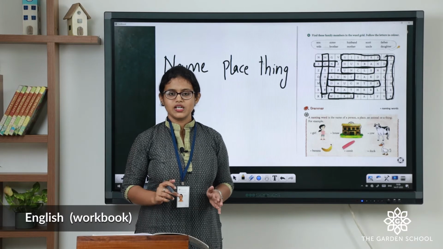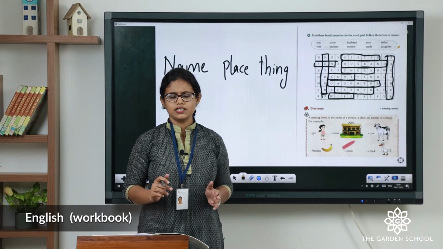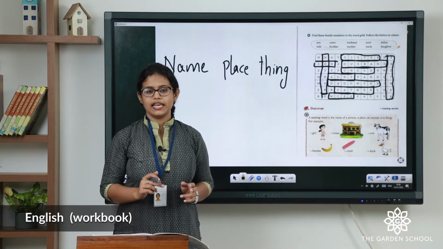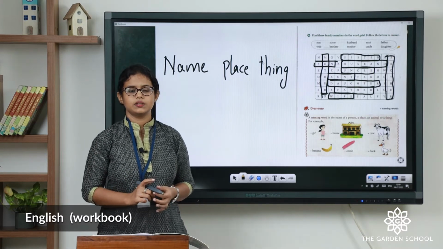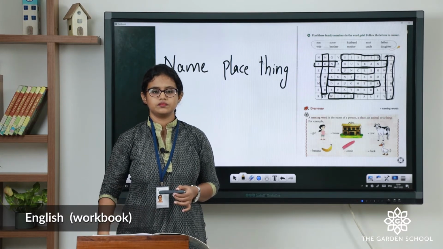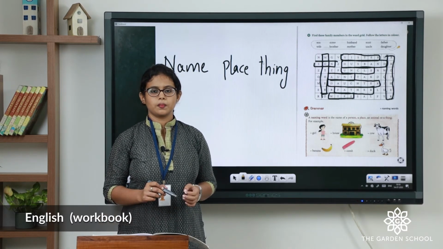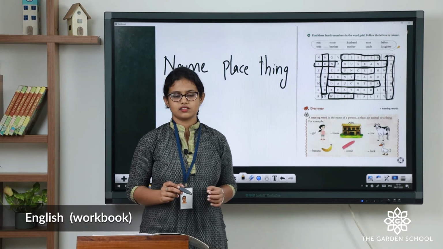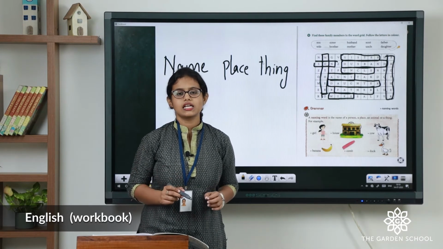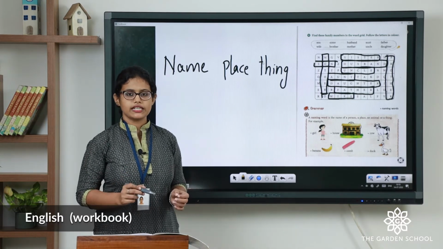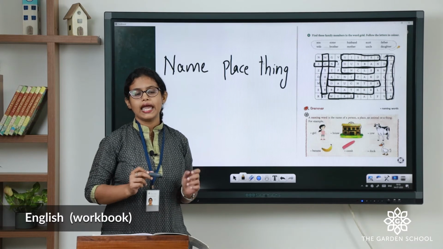Hope you have done. So let's move on to the next letter. So the next letter for you is letter D. Letter D. And the last letter, hope you have done. So the last letter for you is L. You have to write naming words that start with L.